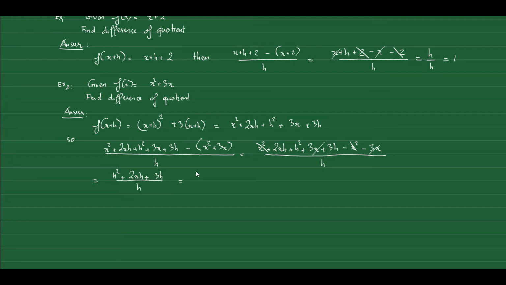Alright, now you factor the h out, so you have h times (h plus 2x plus 3) over h. Then you cancel. There you go. What you have left is your difference quotient. You gotta simplify everything to the end.